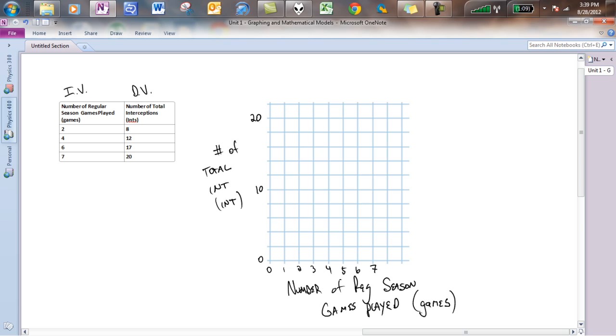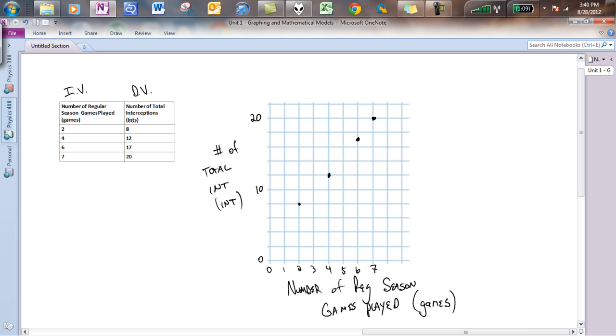And then once you do that, all you got to do is start plotting points. So at 2, we would be at 8. At 4, we're at 12. At 6, we are at 17. So that's 12, 14, 16, 17. And at 7, we are at 20.